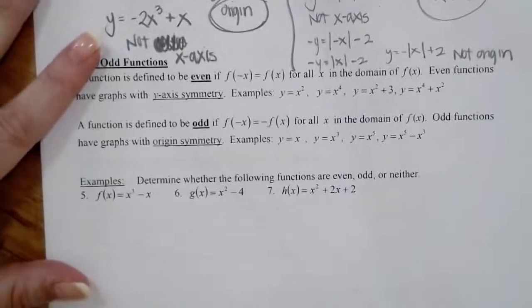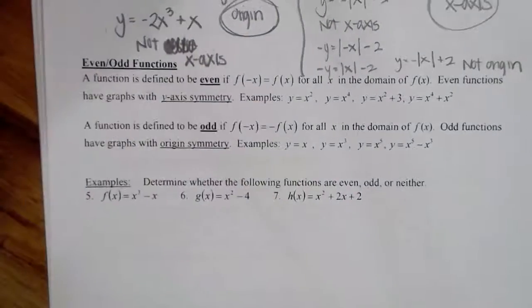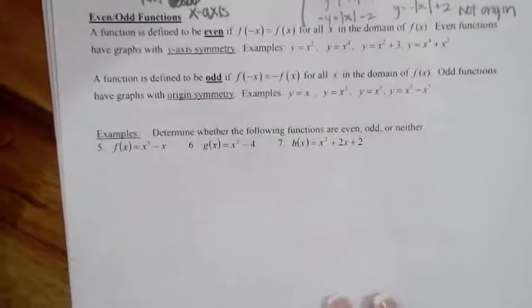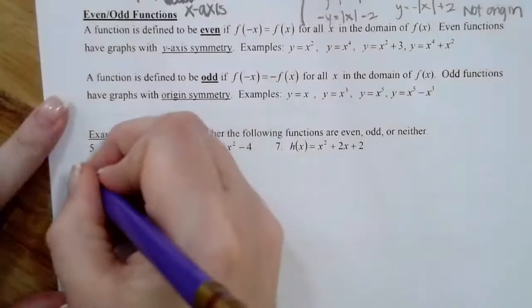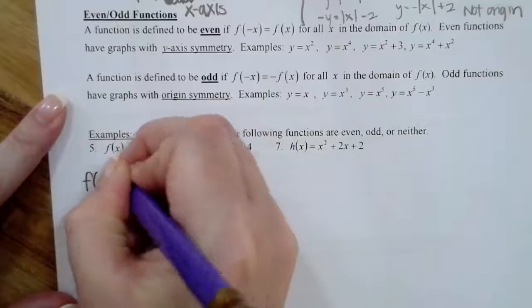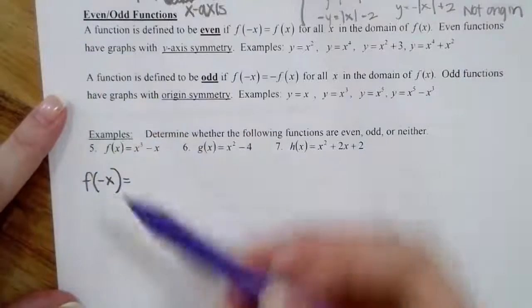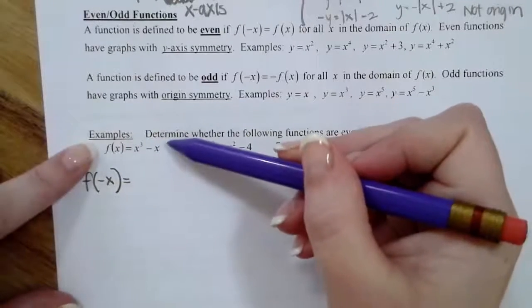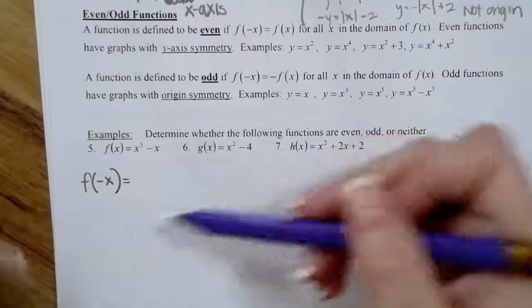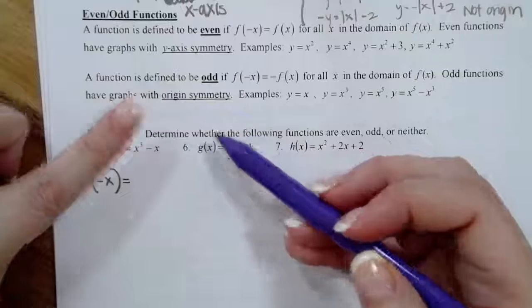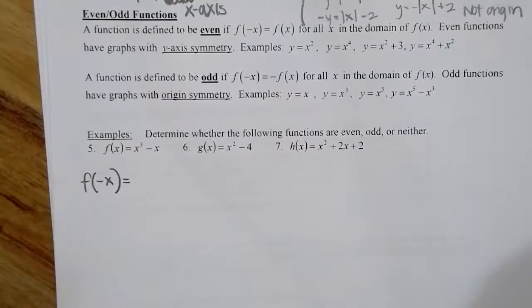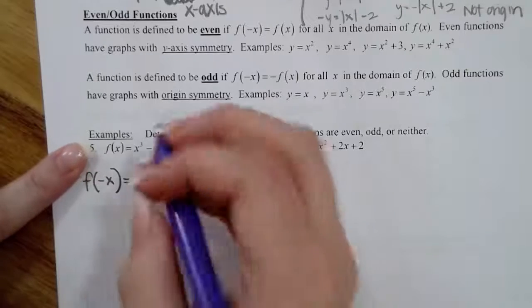So let me show you what I'm talking about. We're going to put negative x for everything. So number 5 right here, we're going to do f of negative x. If it turns out to be the same, it's an even function. If it turns out to be everything is opposite, it's origin. Okay, so we are going to do this first one right here.